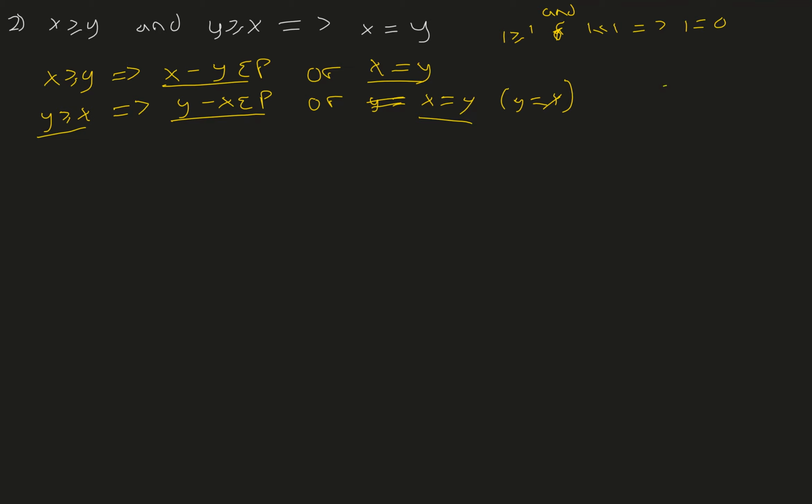And why is y minus x in P if y is greater than or equal to x? Take an example just as we did before. If 3 is greater than 1, then 3 minus 1, which is equal to 2, is positive, therefore it is in P.